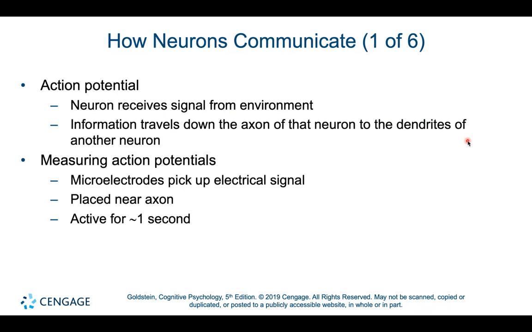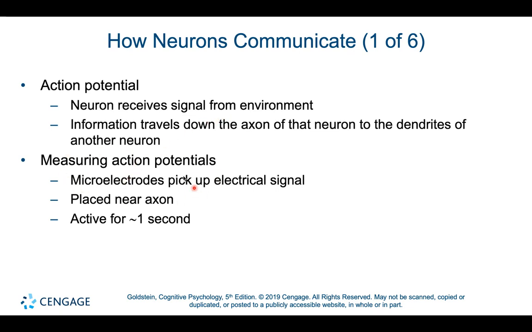So the electrical signal within a neuron is called an action potential. That's the burst of electrical activity that comes from the axon hillock and goes down to the axon terminals. So this happens when neurons receive information from the environment, whether that is the outside environment in the case of a sensory neuron, or whether it's other neurons in the case of cortical neurons.